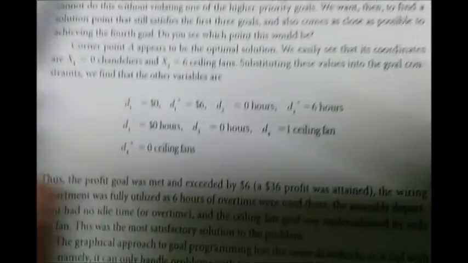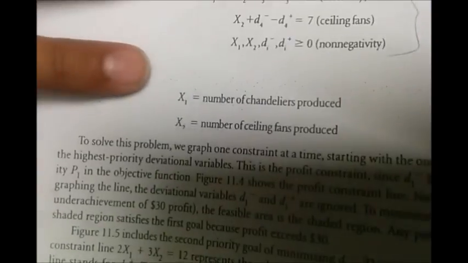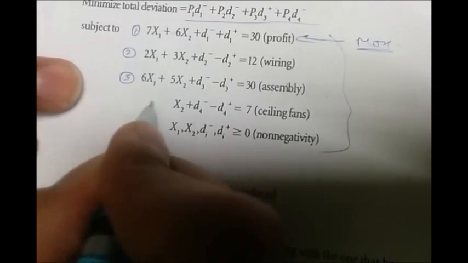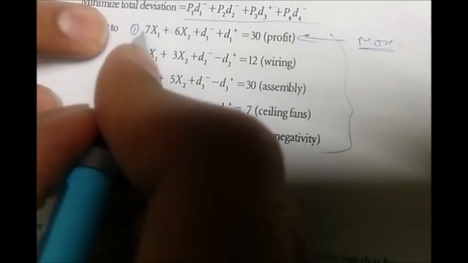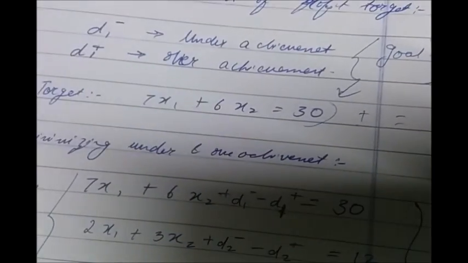Okay, now let us start solving it. What we need to do is one by one start plotting these constraints. So first I will plot constraint number 1, 7x1 plus 6x2. When you plot this on a graph, you will get this particular line.